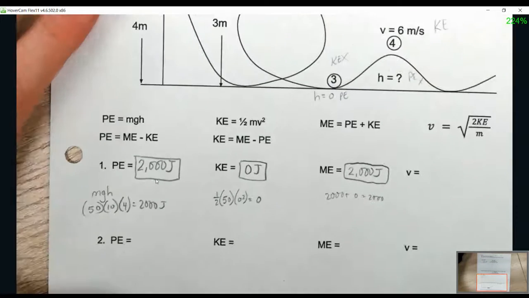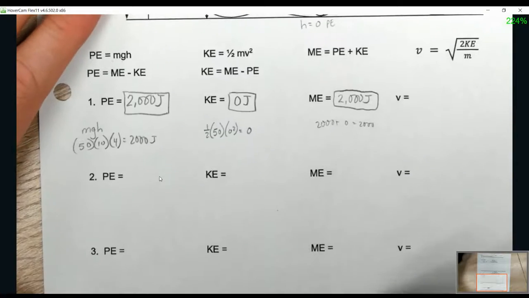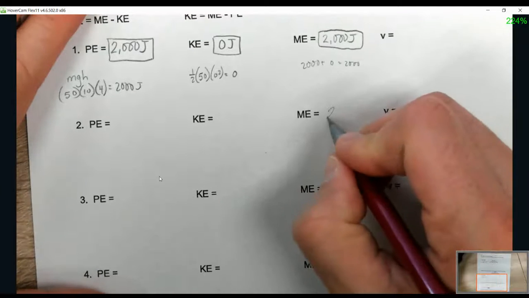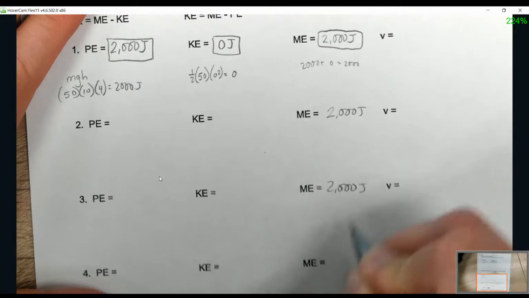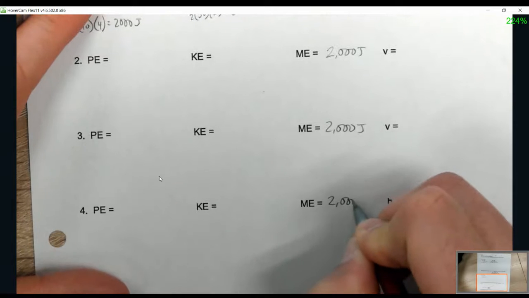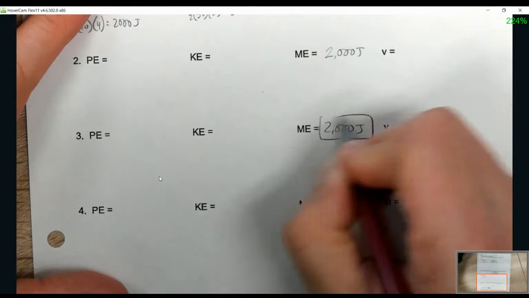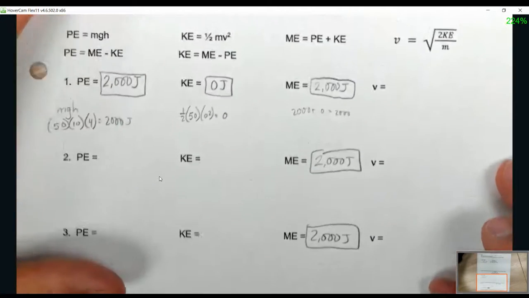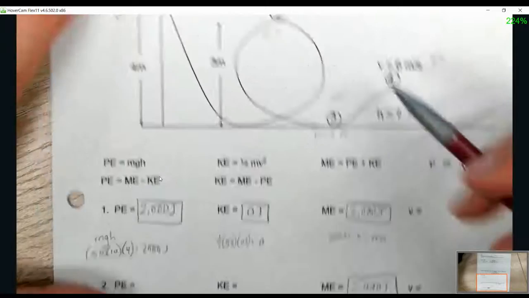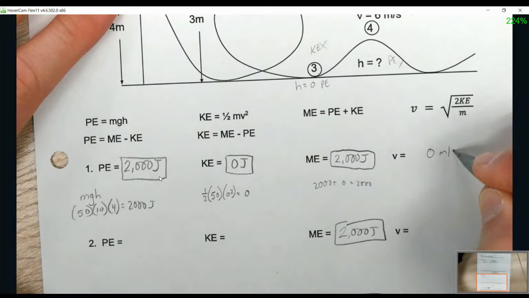Cool. So once you know this, the mechanical energy is constant throughout. So right down here, you can just go down and say 2,000, 2,000, and 2,000. They also wanted to know what the velocity was at point 1. Well, they already gave that to us. That was 0. So perfect.